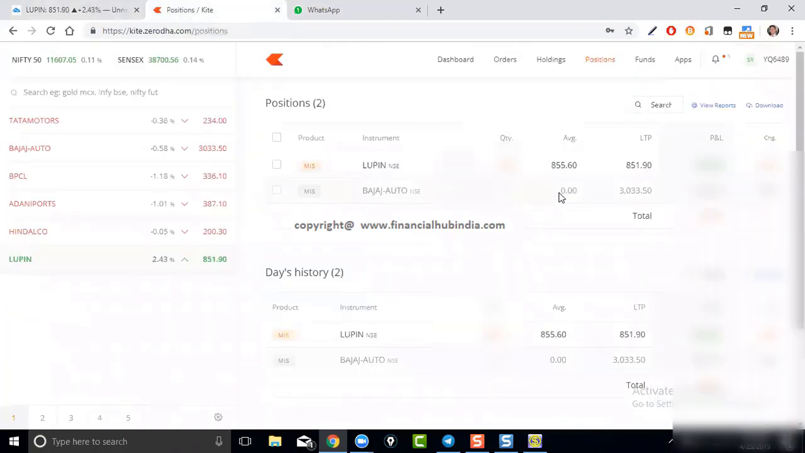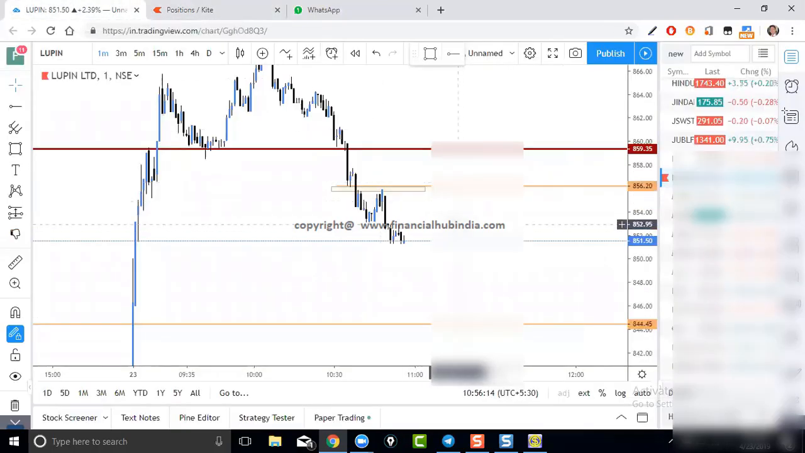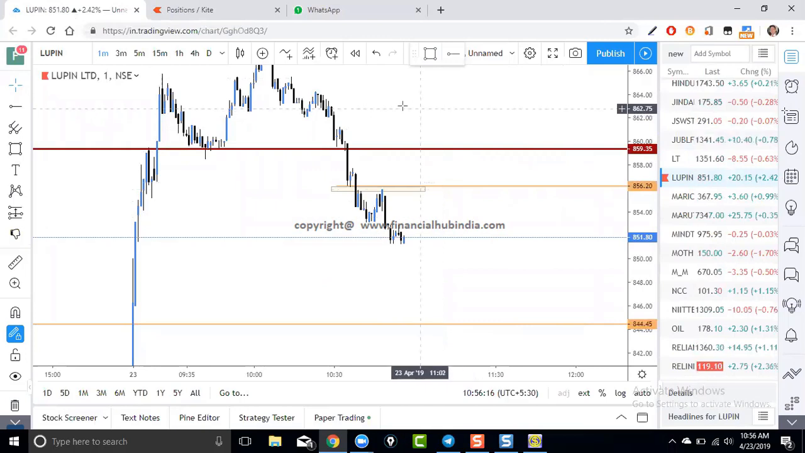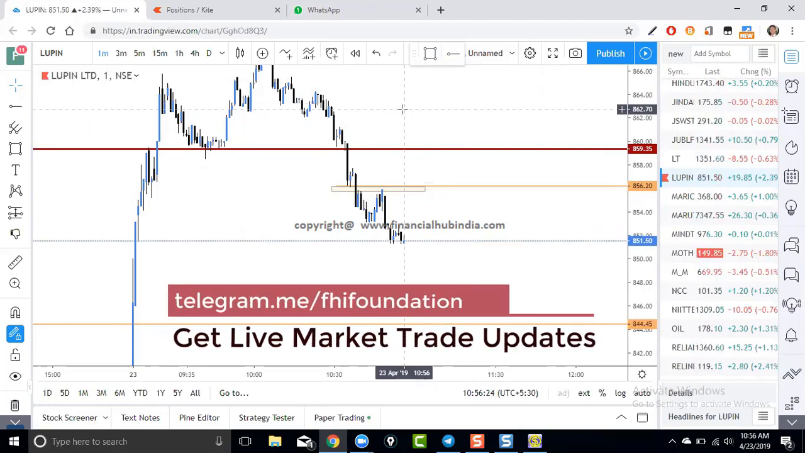So here is the trade in Lupin. 855.60 was my entry over here. Now, let me just talk about the trade setup. Though it's a 1 minute time frame trade, I had to switch to the 1 minute time frame because I was not getting any key layers to get into the trade. So I had to do it.